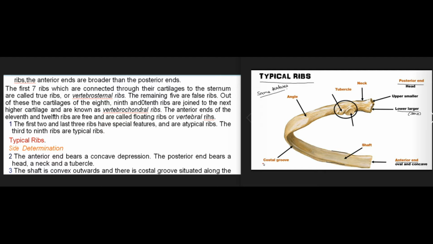The first 2 and last 3 ribs have special features, and are atypical ribs. The 3rd to 9th ribs are typical ribs. Typical ribs. Side determination. 1. The anterior end bears a concave depression. The posterior end bears a head, a neck, and a tubercle. 2. The shaft is convex outwards and there is a costal groove situated along the lower part of its inner surface, so that the lower border is thin and the upper border rounded.